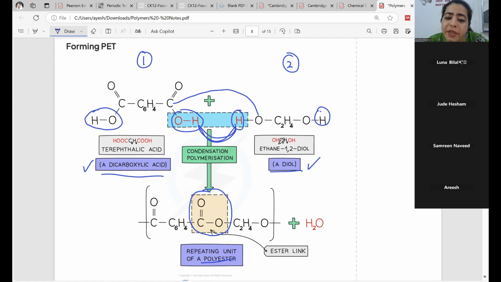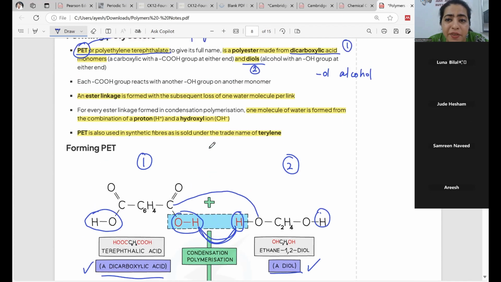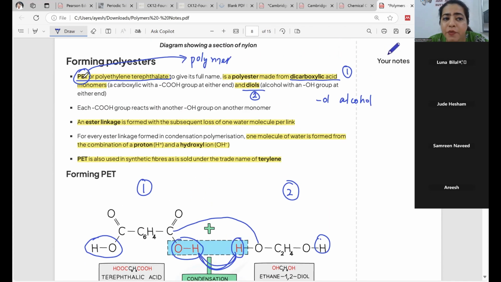When they connect together, they can release a water molecule and make a polymer, which is ester now, or polyester. Okay. So the same detail is given over here. This PET has a full name. In the exam, they can give you the name polyethylene terephthalate, or PET, but you don't need to remember this one. You can just remember the PET form.